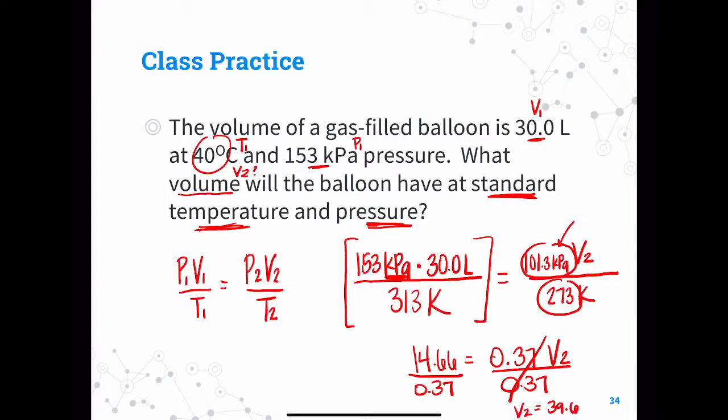So 14.66 divided by 0.37, and I get V2 to be equal to 39.6. Now we should know that the unit of volume is liters, but I can also double check up here. I can cross out my kPa because there are 2 of those, I can cross out my Kelvins because there are 2 of those, and all that's left is liters. And so that confirms that it is correct. So 39.6 liters.